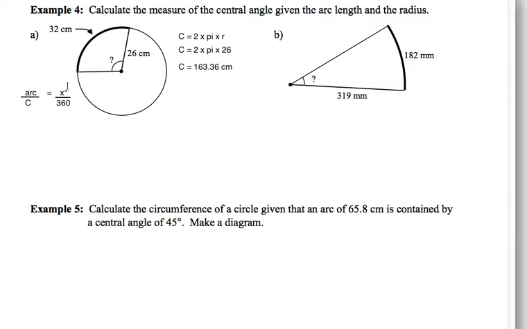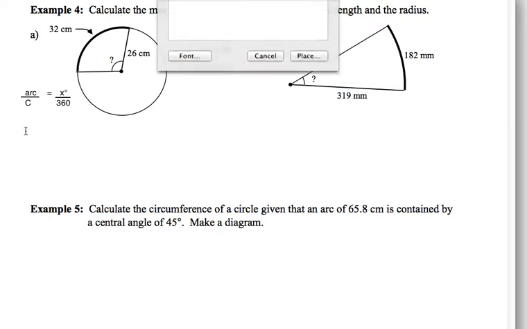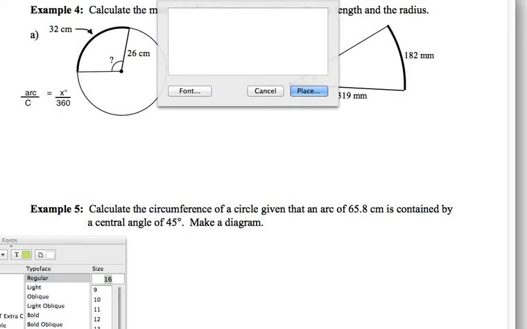Okay, now that I've got that, I can move on and figure this out over here. Arc over circumference equals x over 360. Now I do have my arc, which is 32, and I've got my circumference, which I figured out is 163.36. That gives me everything filled in except for one spot, which is the central angle. So let's plug in the numbers that we know. Arc is 32, still don't know x, still don't know the central angle, circumference is 163.36, and I'm going to have x over 360 over there.